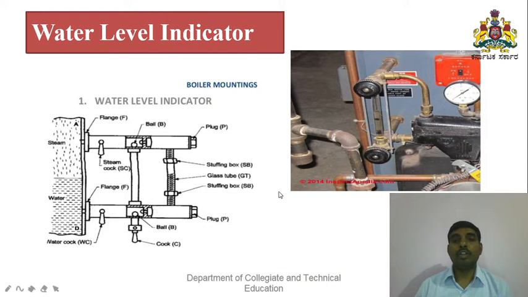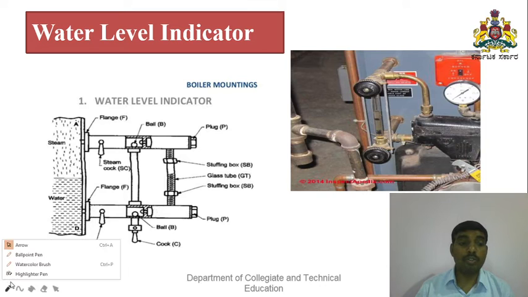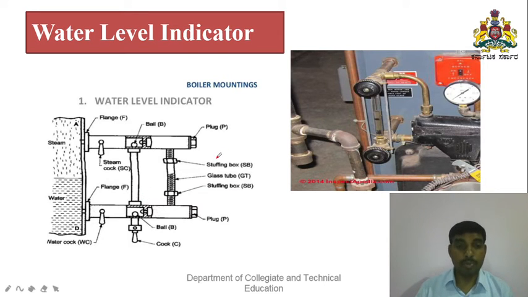Dear students, by watching this video, you have some idea how the water level indicator works. I already explained in the previous slide. This is a very important device for the safe and effective functioning of the boiler. So let's take a 2D diagram of a water level indicator. This is the steam space, and this is the water space, already shown in the previous video.